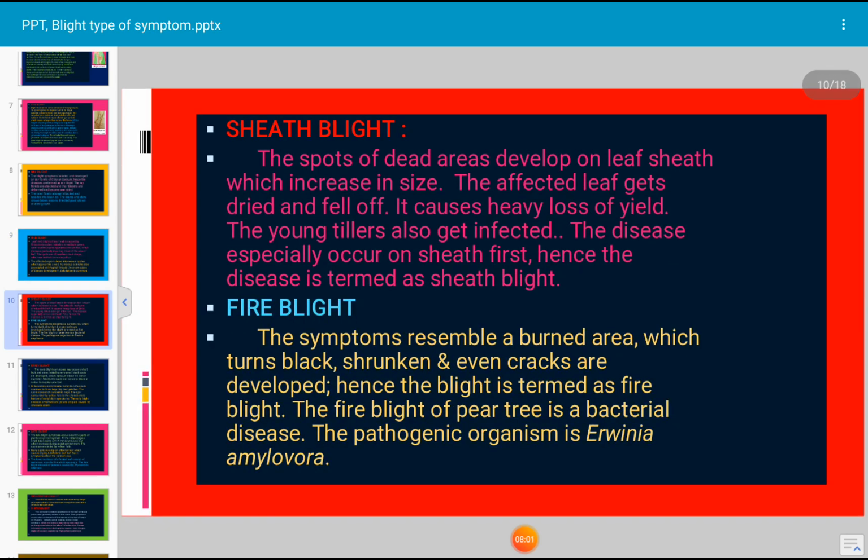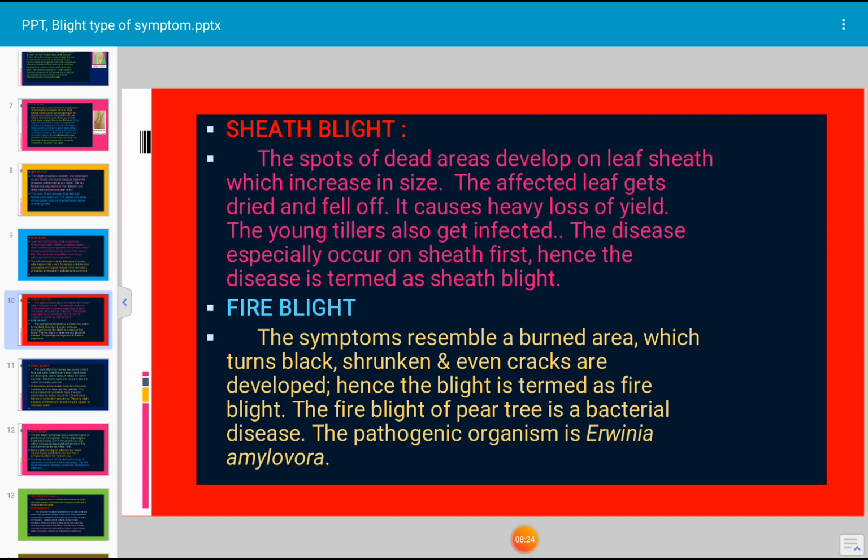This is the sheath blight. The spots of dead areas develop on the leaf sheath, which increases in size. The affected leaf gets dried and falls off. It causes heavy loss of yield. The young tillers are also infected. The disease especially occurs on the sheath first. Hence, the disease is termed as sheath blight.